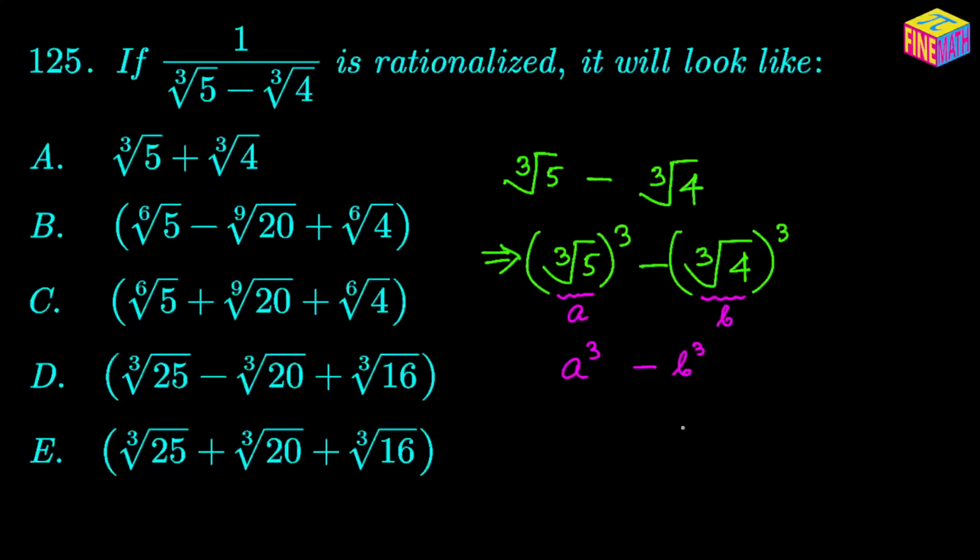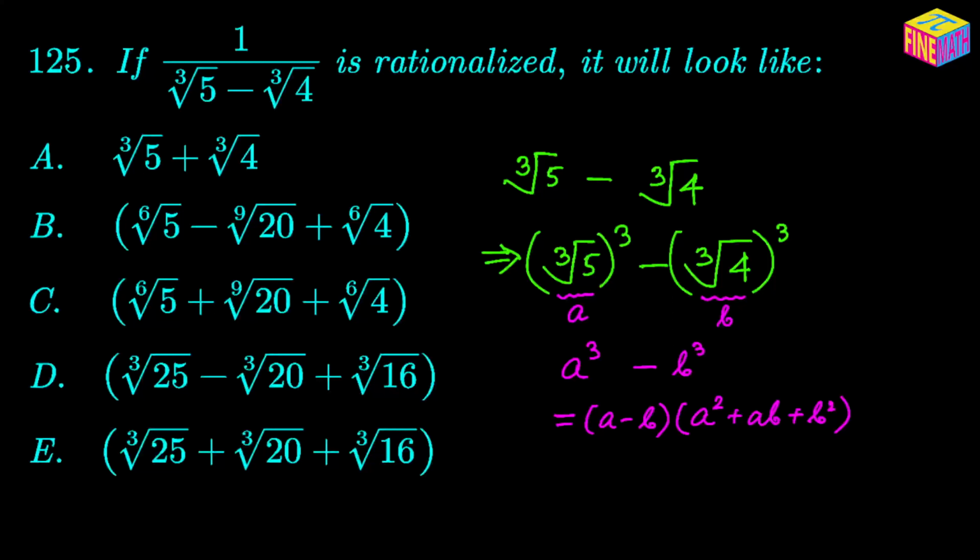Now what are the two factors of a cubed minus b cubed? Well, we know that a cubed minus b cubed is actually equal to a minus b times a squared plus ab plus b squared. I have already created a separate video on this topic. I will provide the link in the description. Feel free to watch it.